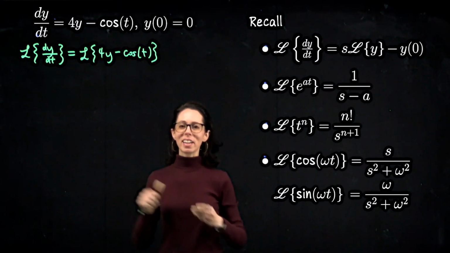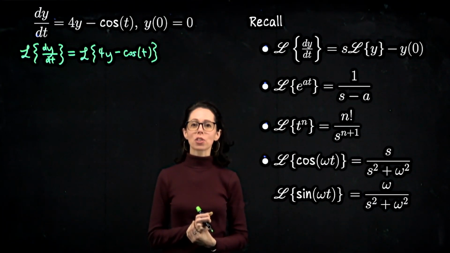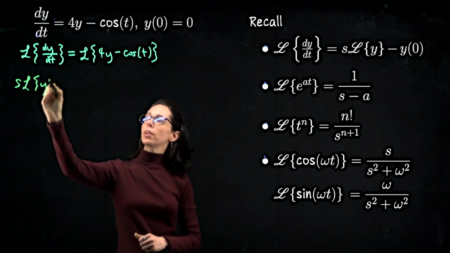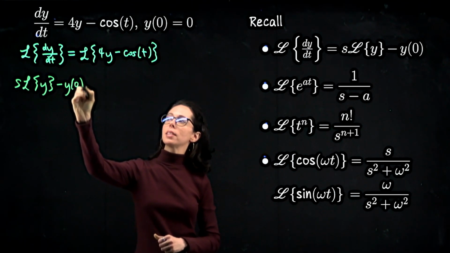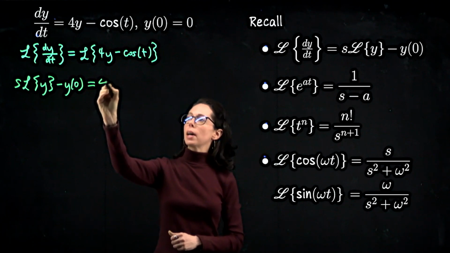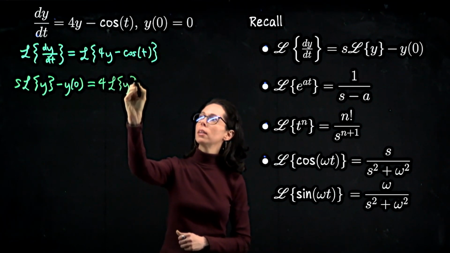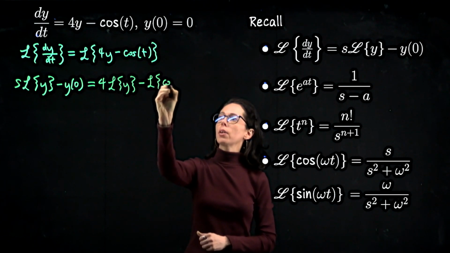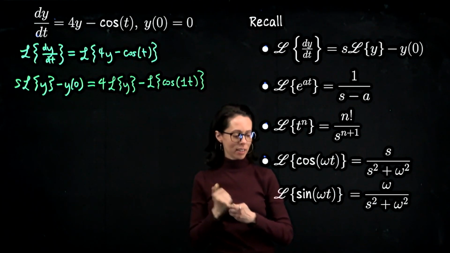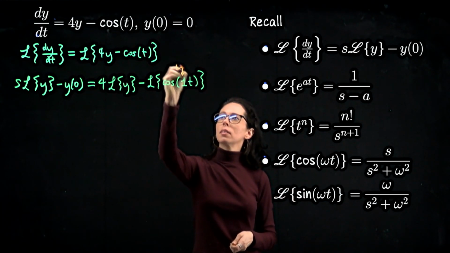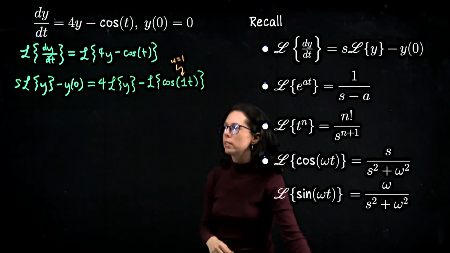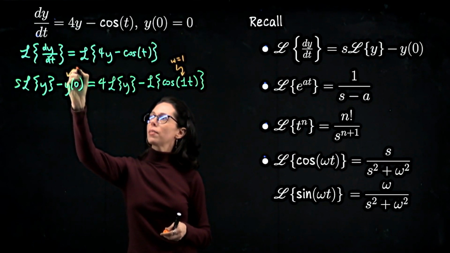Using this first identity for the derivative of a function, or rather its Laplace transform, we can rewrite this left-hand side as s times the Laplace transform of the unknown function y minus y evaluated at 0, which we know to be 0. On the right, we can break that apart using linearity. The 4 comes out. We have 4 times the Laplace transform of y minus the Laplace transform of cosine of 1t, just to emphasize here that omega is 1. Another remark is that y of 0 is 0, so that's nice.